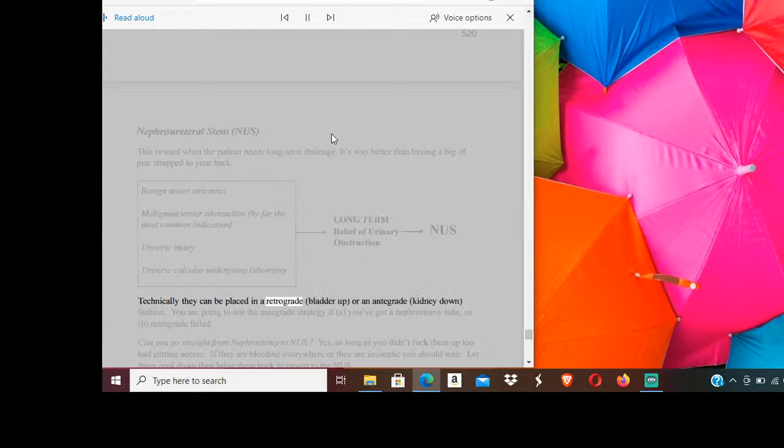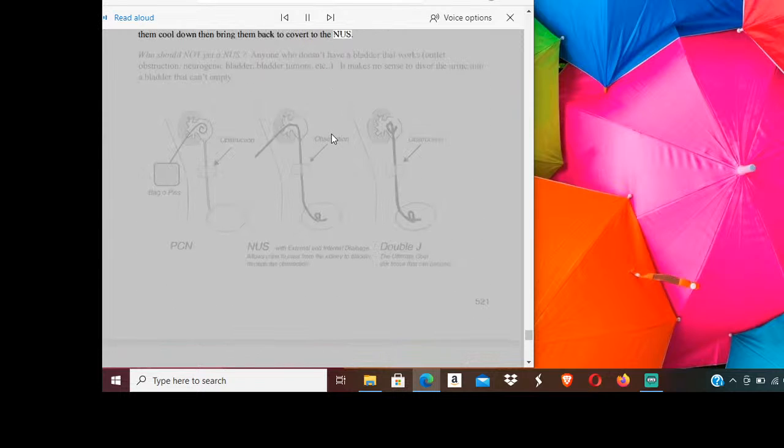Technically they can be placed in a retrograde, bladder up, or an antegrade, kidney down fashion. You are going to use the antegrade strategy if A, you've got a nephrostomy tube, or B, retrograde failed. Can you go straight from nephrostomy to internal stent? Yes, as long as you didn't mess them up too badly getting access. If they are bleeding everywhere, or they are uroseptic, you should wait. Let them cool down, then bring them back to convert to the stent.